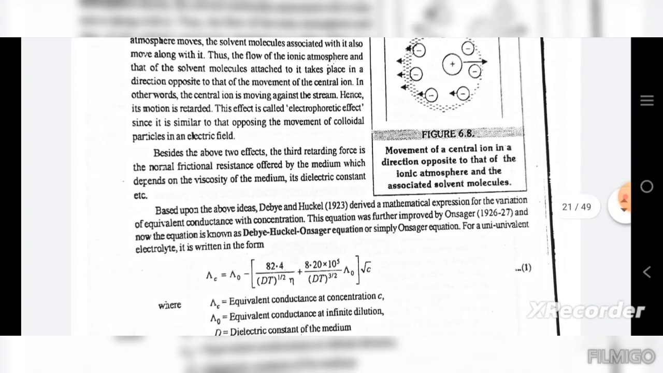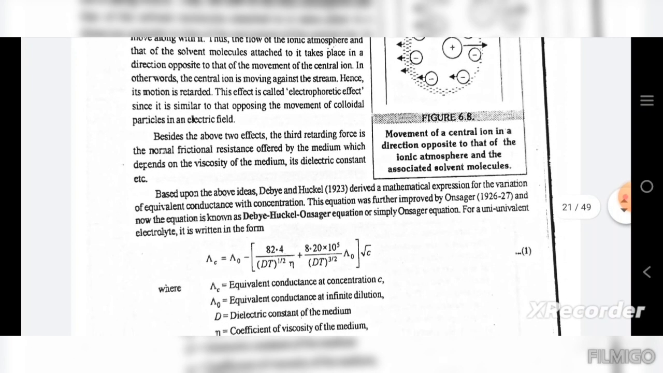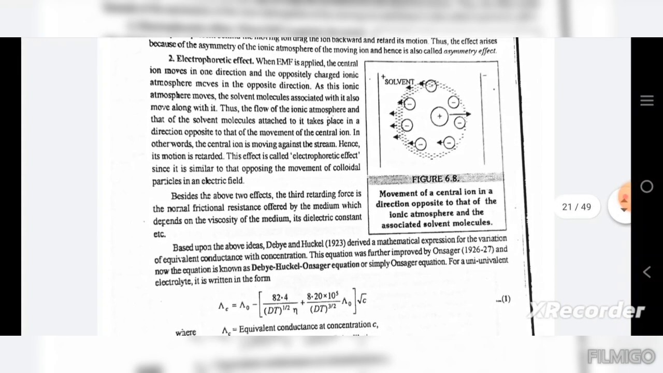This effect is called electrophoretic effect, since it is similar to that observed in the movement of colloidal particles in an electric field. Besides the above two effects, the third retarding force is the normal frictional resistance offered by the medium, which depends on the viscosity of the medium, its dielectric constant, etc. You can see the figure 6.8, movement of a central ion in a direction opposite to that of the ionic atmosphere and the associated solvent molecules.